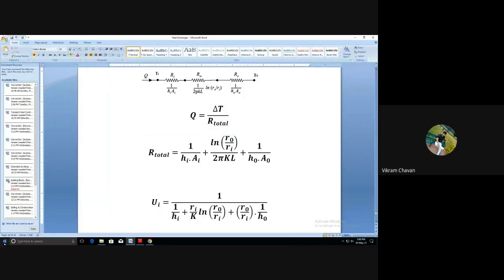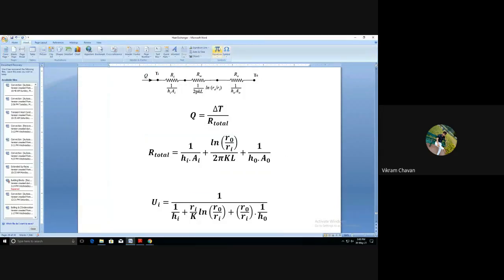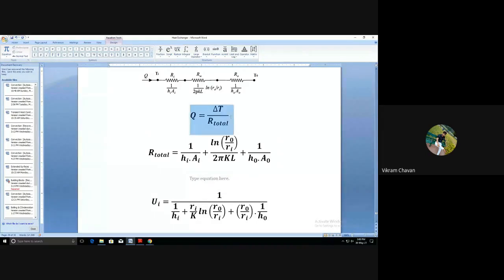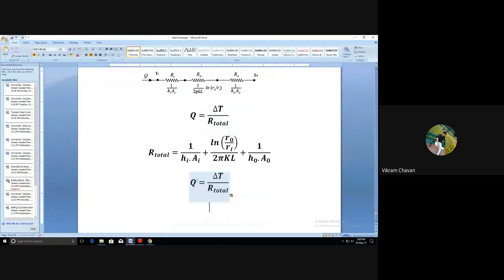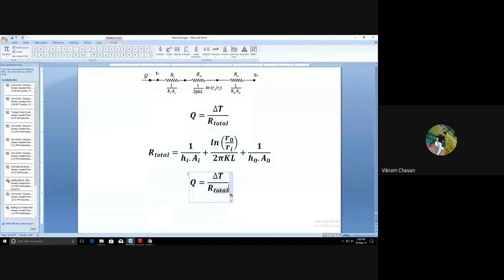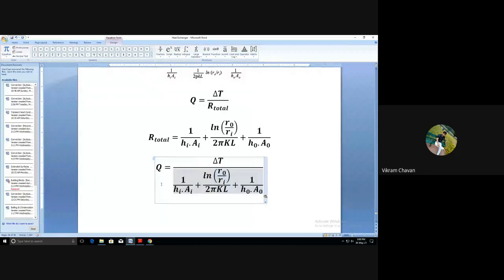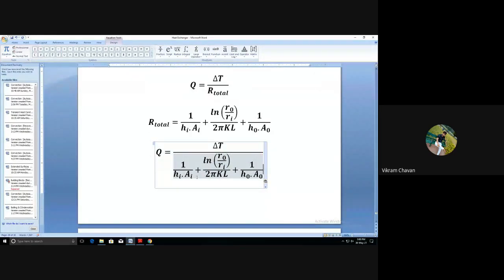So if you consider this, Q is equal to, now here you have to write the R total value. So instead of that I am writing here the R total value. Okay, this is the equation, right? Now from the denominator side, which area are you taking common? There are two areas available in the denominator side. 1 upon ai is also available and 1 upon a naught is also available.